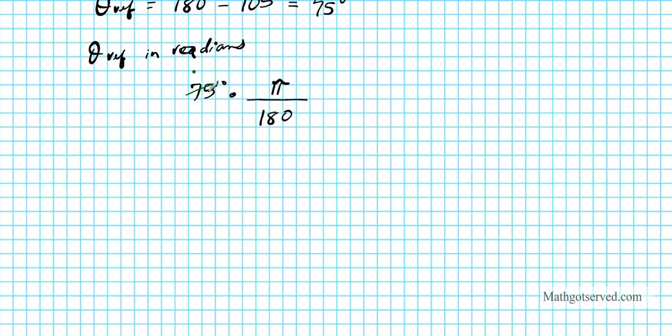Actually, it goes here 5 times. 15 goes here 5 times. And 15 goes here 12 times. So multiplying across, our theta reference is going to be 5 pi over 12. So the reference angle expressed in degree form is going to be 75 degrees, or 5 pi over 12 radians. So there you have it.